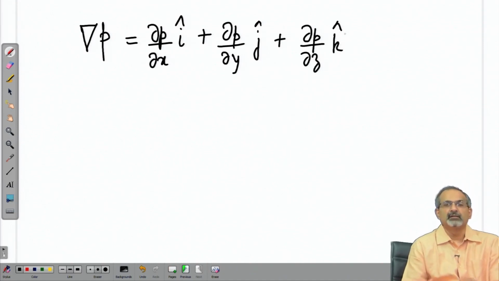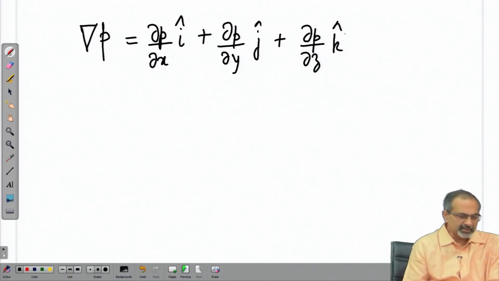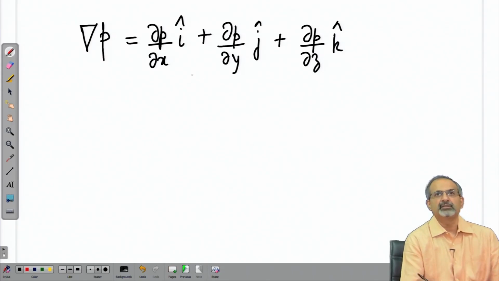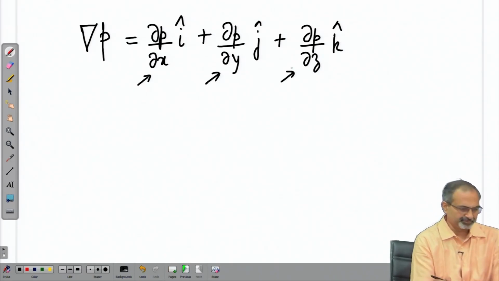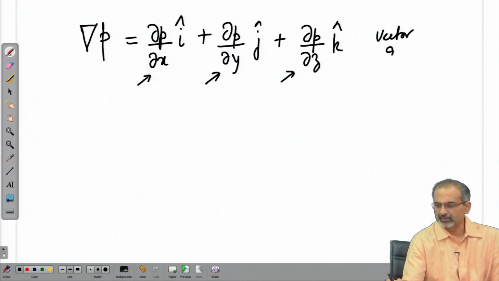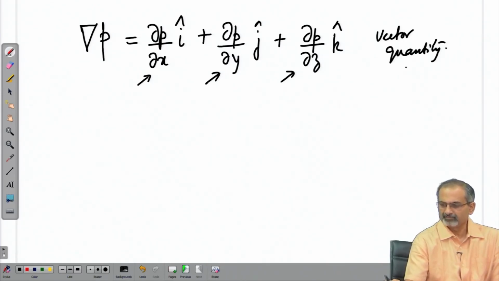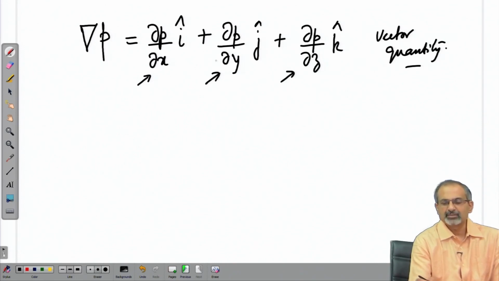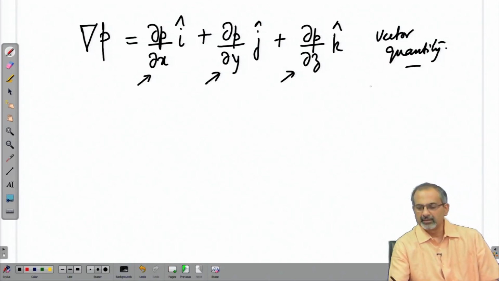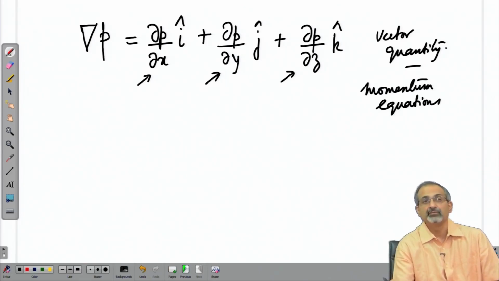Based on the functional form that we have, p of x y z, you can in principle obtain the partial derivatives of pressure with respect to x, y and z, and they would form the components of the gradient of p vector. So, this is a vector quantity. If you look at the components, they are the pressure gradient along x, y, z directions. You will see that they would play a major role in the momentum equation later on when we discuss them.